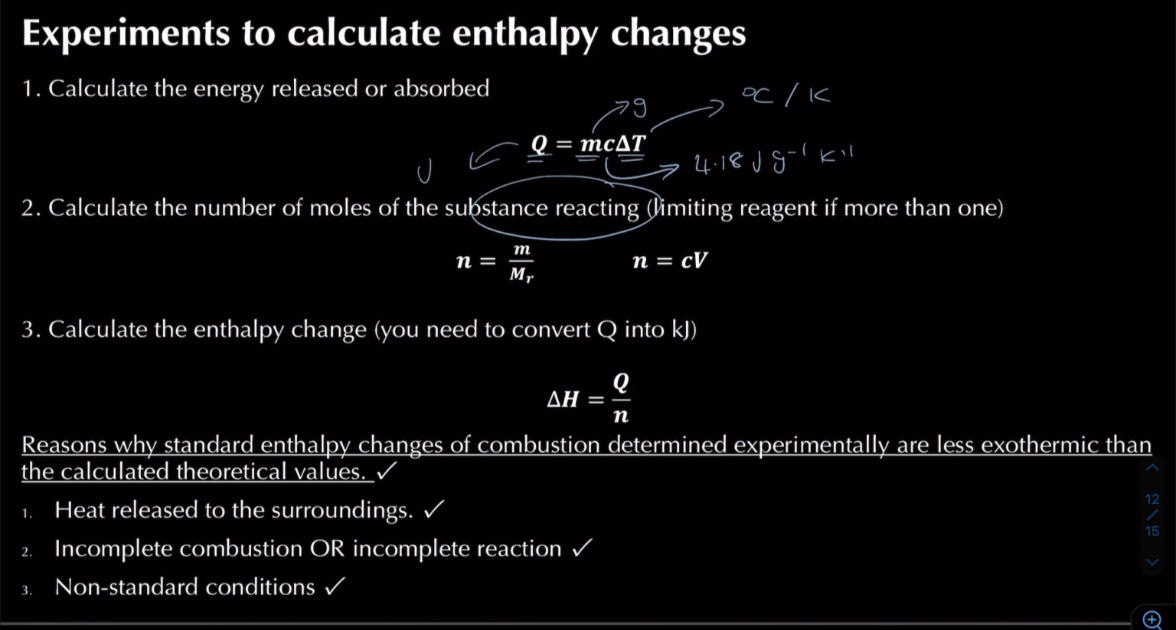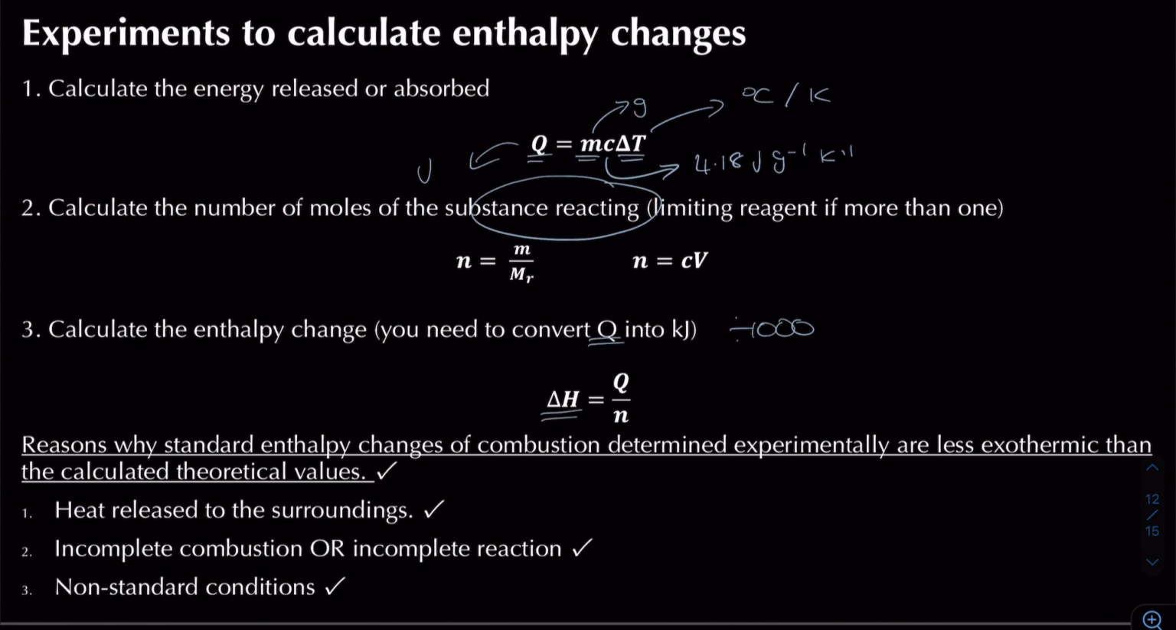Now the final step involves us first of all converting Q into kilojoules, and to do that we're going to divide by 1,000. To go the opposite way, you need to times by 1,000. And then we need to divide by the number of moles of what's reacting, our limiting reagent, and we end up with the enthalpy change itself as well.